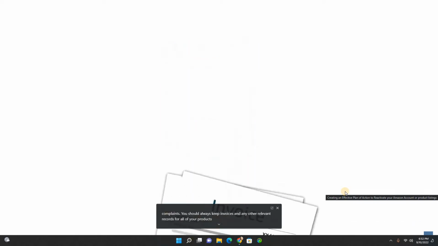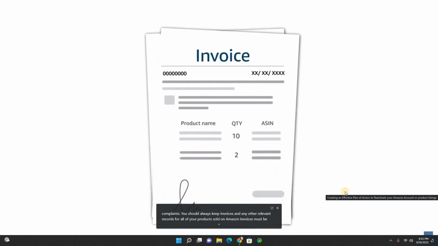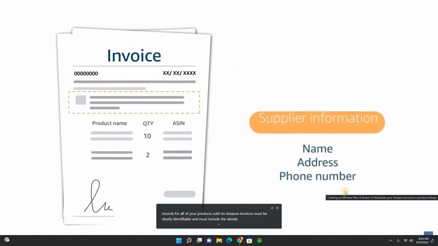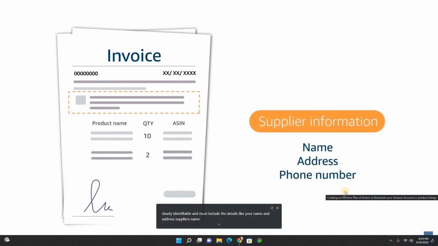Invoices must be clearly identifiable and must include details like your name and address, supplier's name, address, and phone number. It can be beneficial to add supplier information in order to help investigators verify the distributor's credibility. And the top 3 ASINs that are clicked based on that term, with links through to the detail page. This page gives an idea of how customers are discovering products within the niche. Most are using the term packing cubes, though there is some traffic coming from more specific search terms.